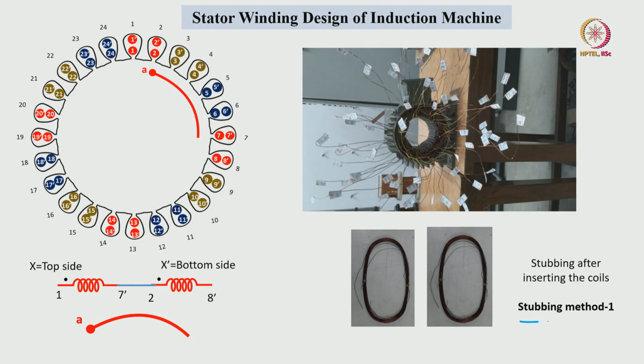And we will discuss now how to make the stubbing. Each stubbed winding consists of 2 coils, right. In method 1 we are making the stubbing after placing all the coils inside the machine. Let us say these are the 4 terminals we have placed inside the machine, these 2 coils, and we are making this connection after placing all coils. Okay. So, stubbing is done after placing all coils, that is method 1.